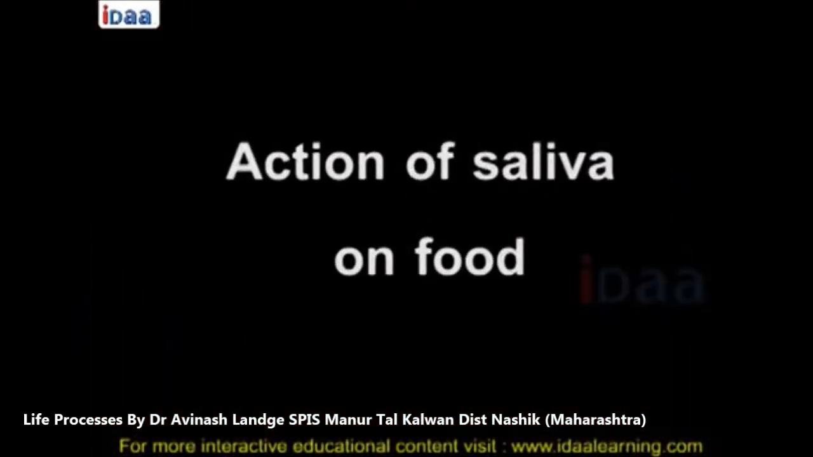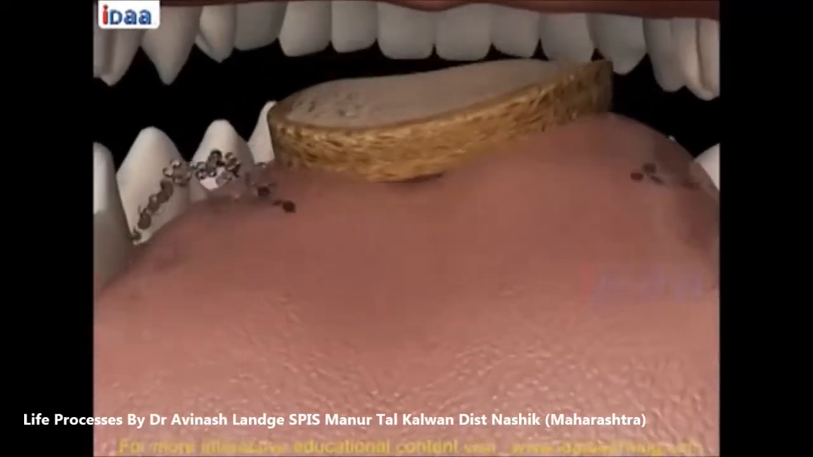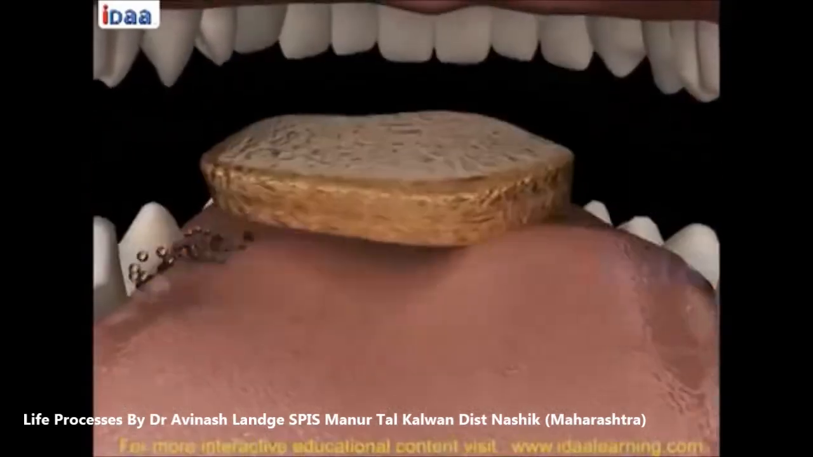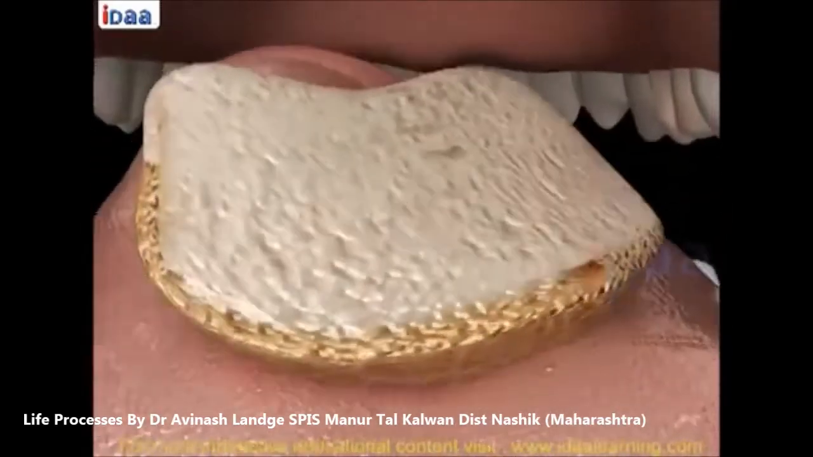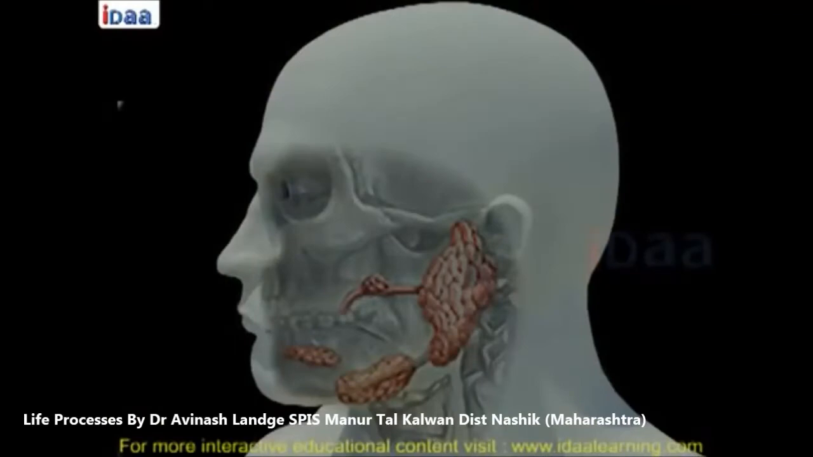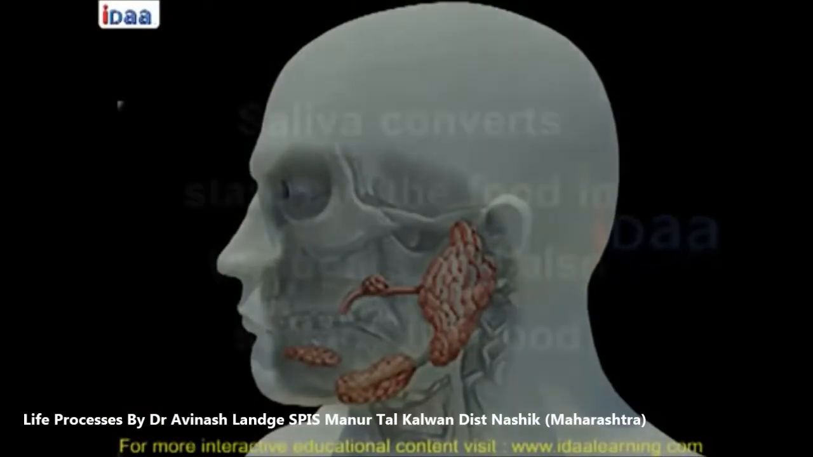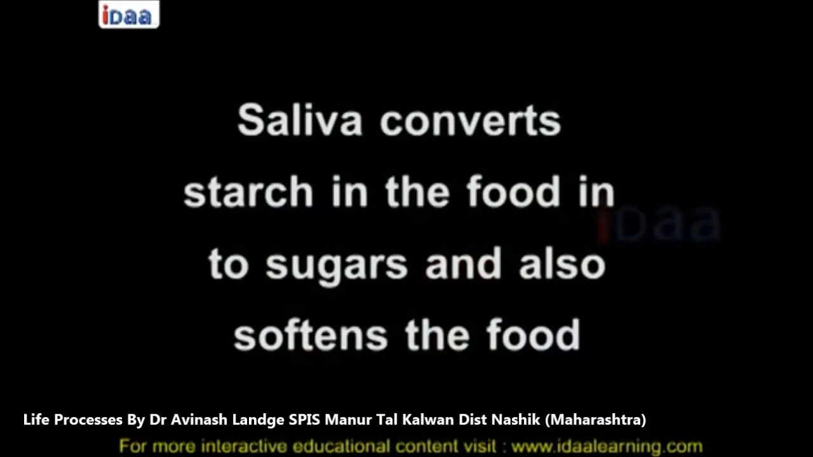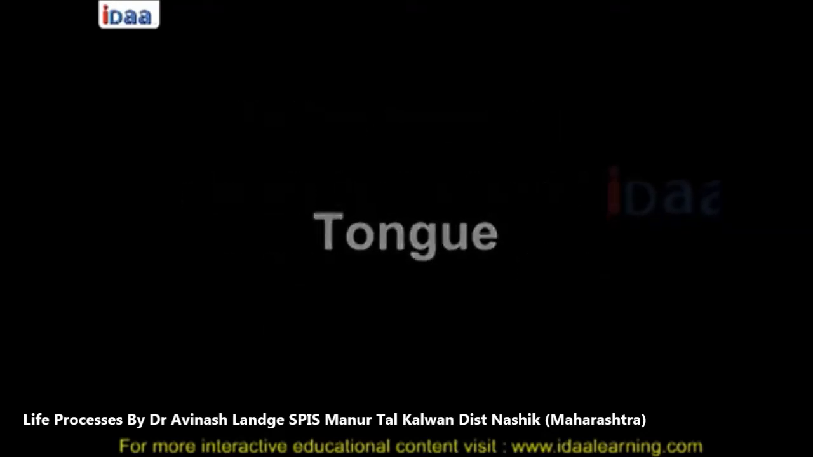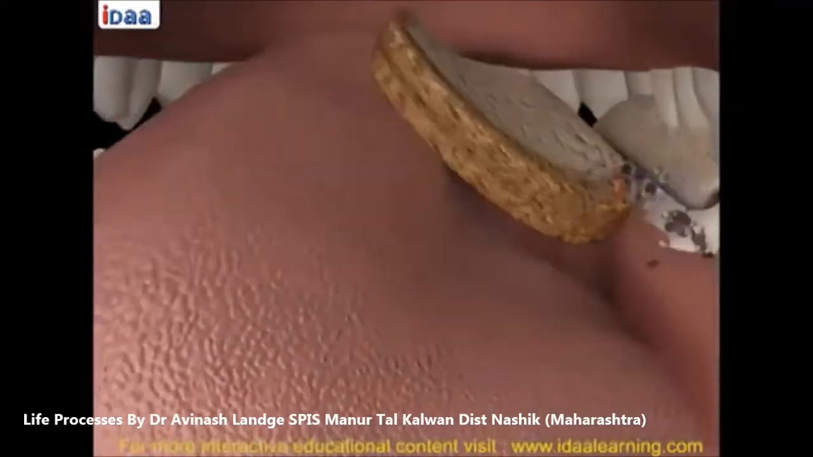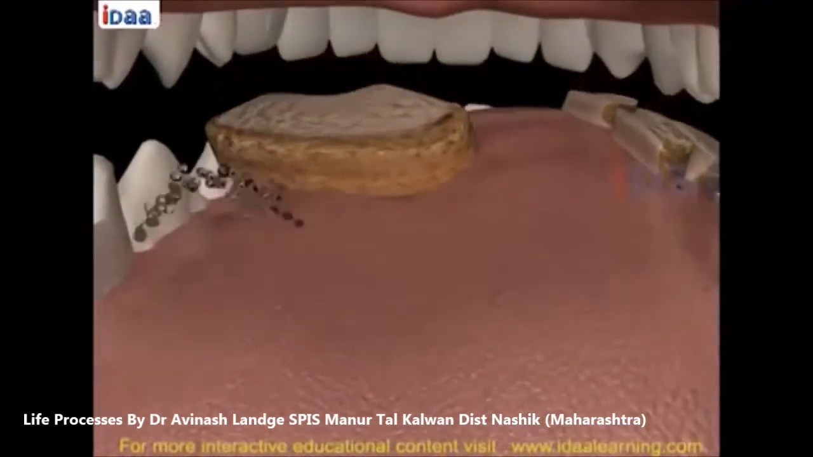Action of saliva on food. During chewing, food mixes with saliva. Saliva is secreted from salivary glands located on the lower jaw between the tongue and teeth. Saliva converts starch in the food into sugars and also softens the food. Tongue. Taste of food can be detected by the taste buds present on the tongue.